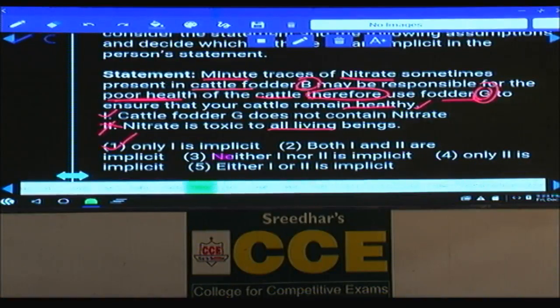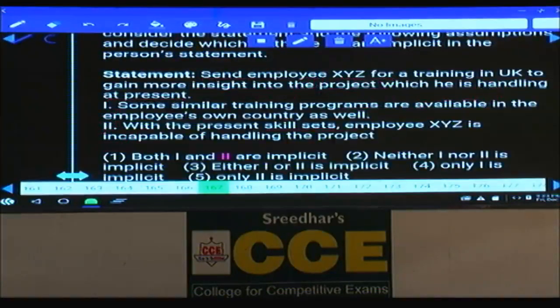Then 167. Now in this 167, what is the information here? Send employee XYZ for a training in UK to gain more insight into the project which he is handling at present. As of now, this person is handling a project.